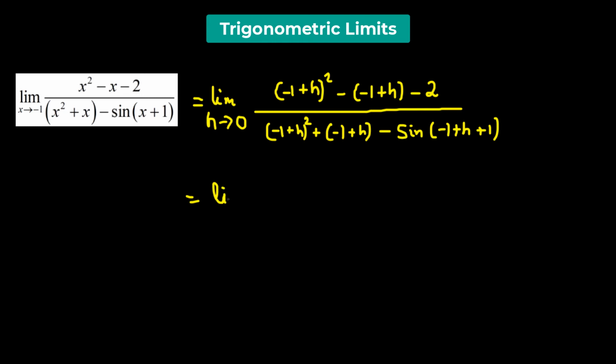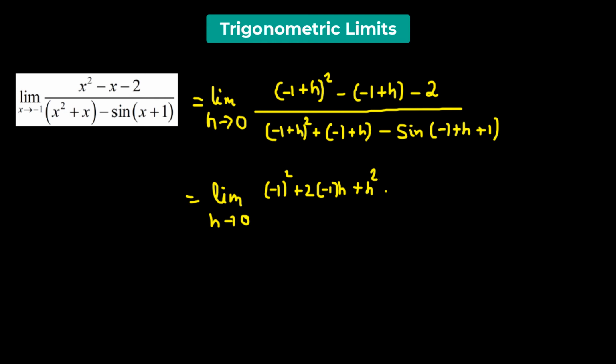Now we expand the terms in the numerator. So we have negative 1 plus h, whole squared, which will be negative 1 squared plus 2 times negative 1 times h plus h squared.